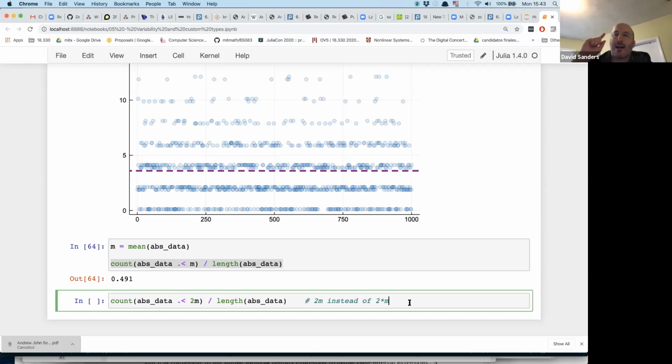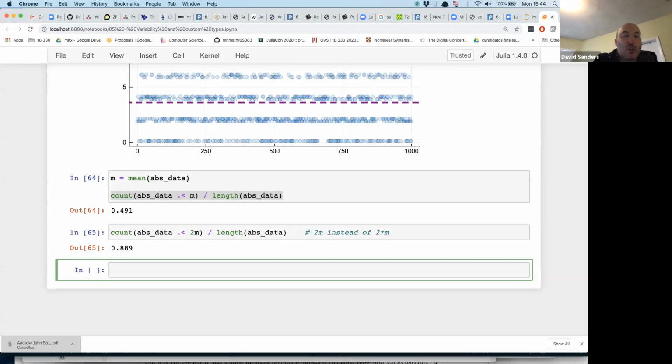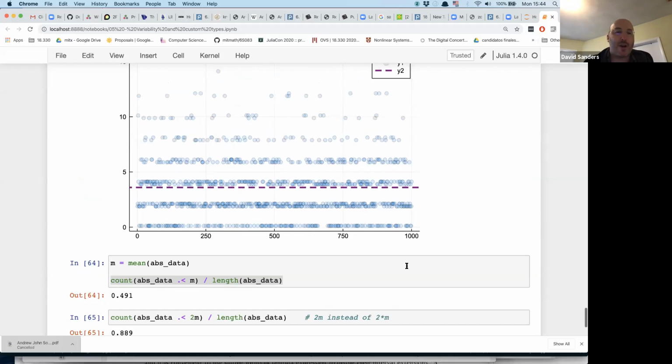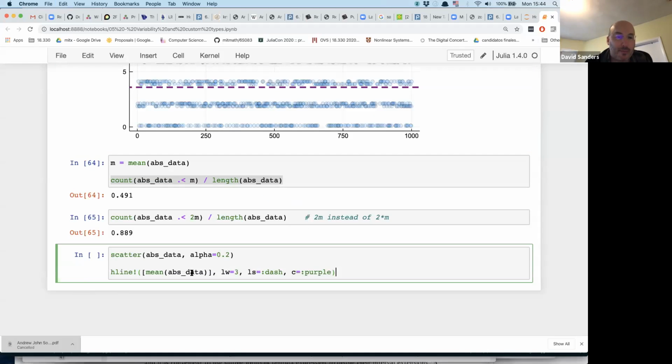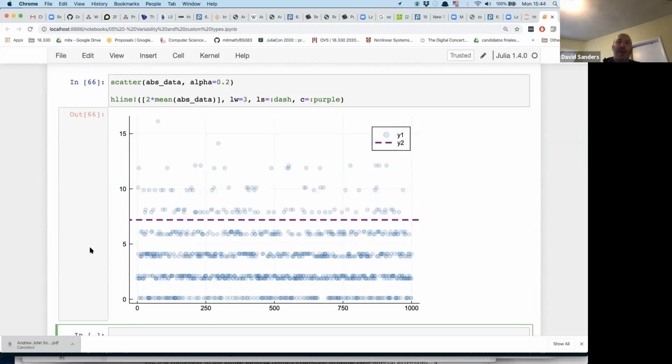Only if it's a literal number like 2, not if it's a variable like X. And I could just write this, it looks more mathematical if I just write 2M instead of 2 times M. So what proportion is this in 2M? 0.889. So if I do 2M instead, I could write 2 mean here, but then it's confusing, so I'll just put 2 times mean. And then, oh yeah, that actually captures most of the data, right?